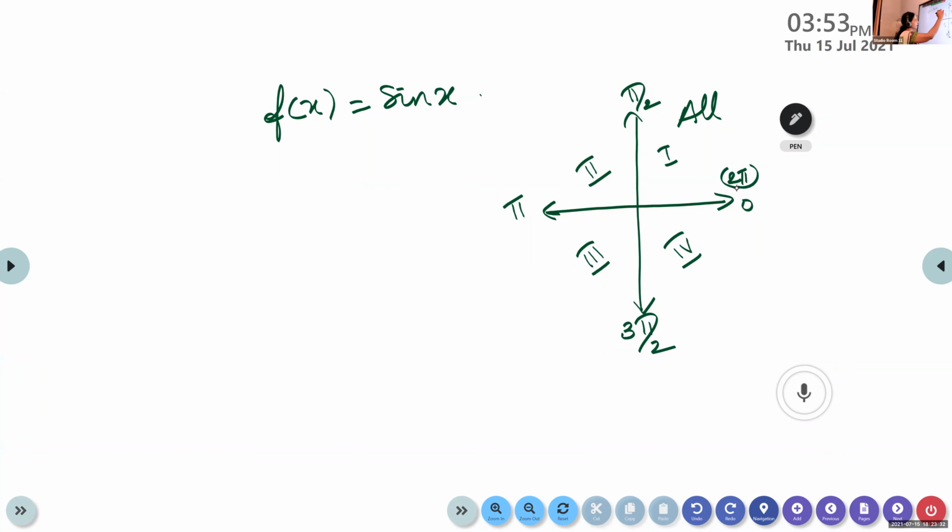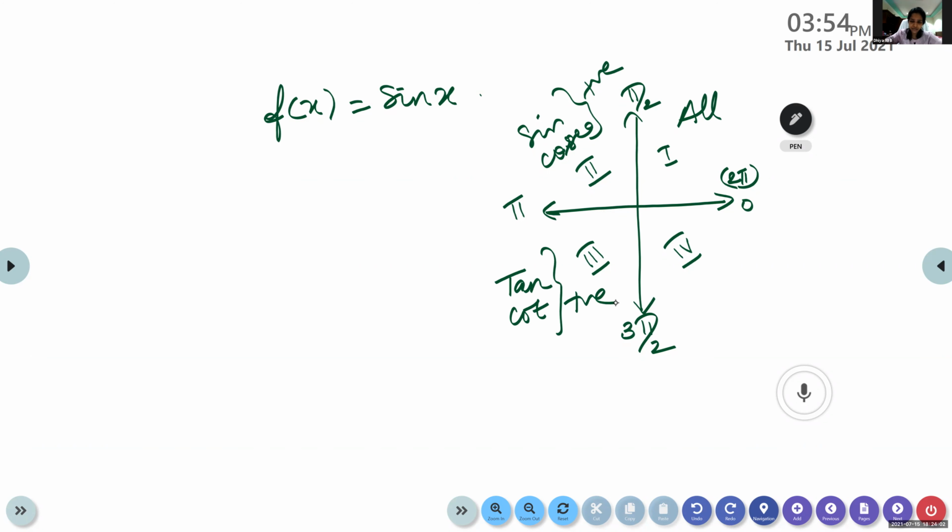In the second quadrant, Emmanuel, which trigonometric ratios are positive? Sine and the reciprocal of sine, that is cosec. Cosec is positive. All the other ratios are negative. In the third quadrant, tan. Fourth quadrant, Gayatri: cos and sec will be positive.